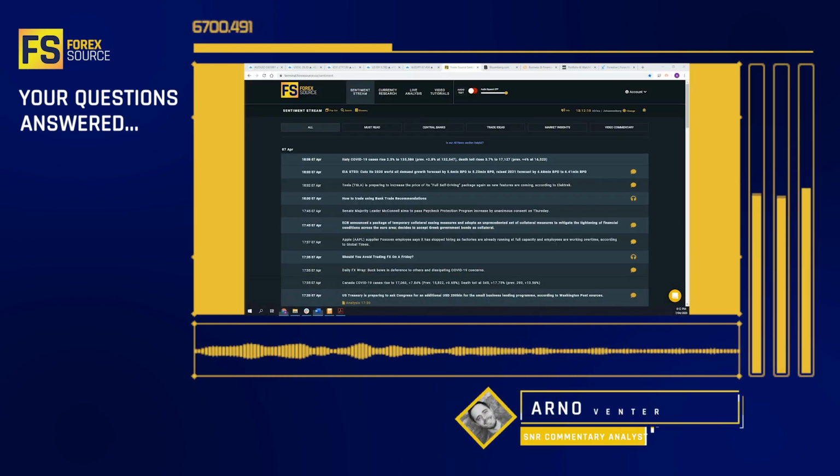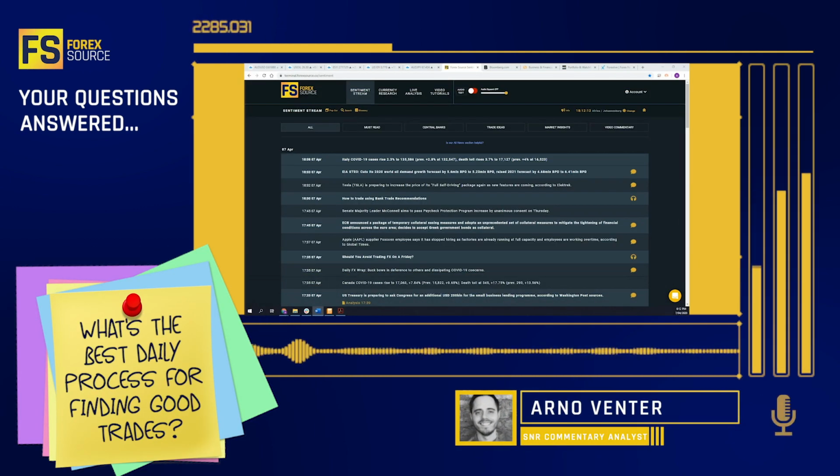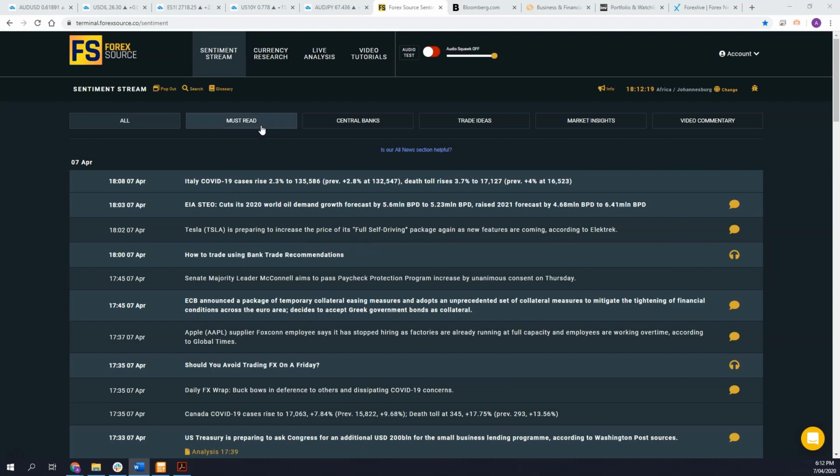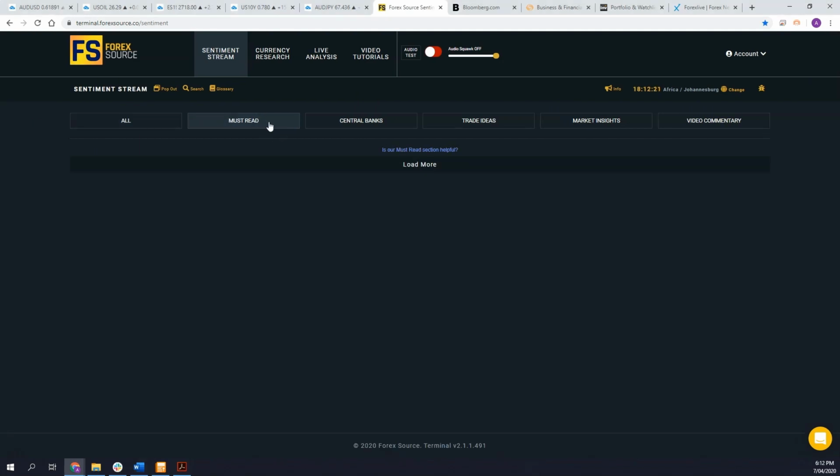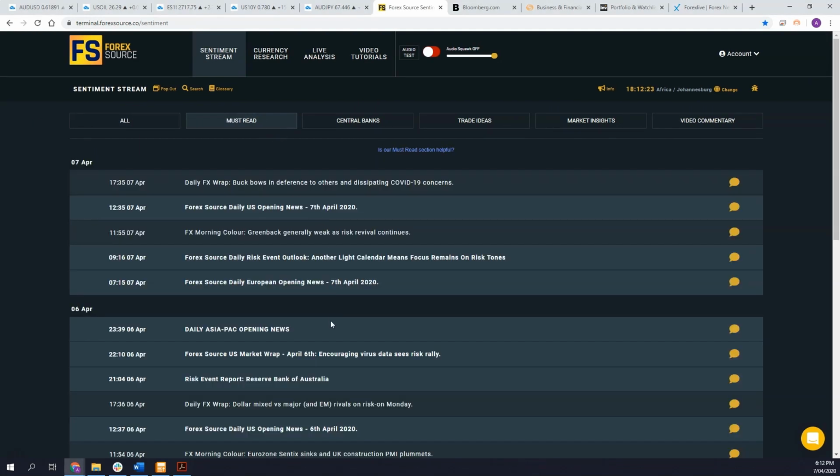We just had a quick question from Sam asking us what the process is that we follow to get to the trade idea for the day. Now, Sam, the process is fairly simple. The very first thing that I usually start the day with is going to the must-read section of the terminal and then finding the opening news section.